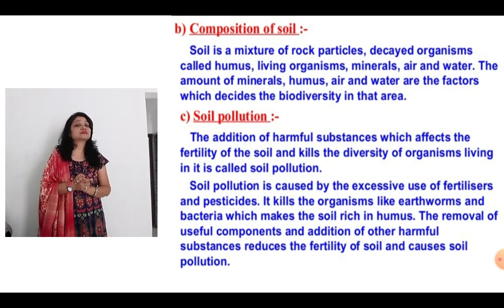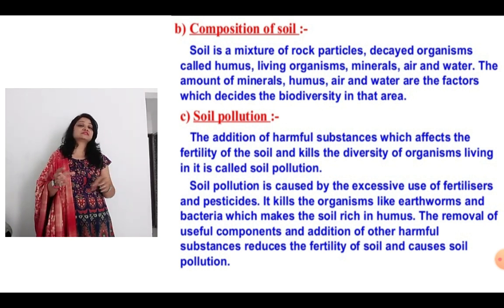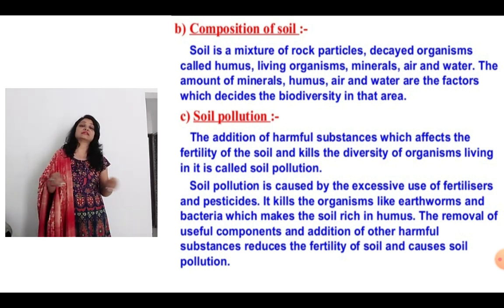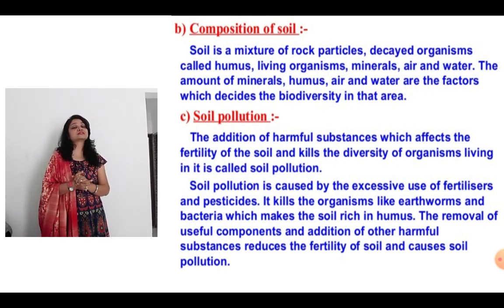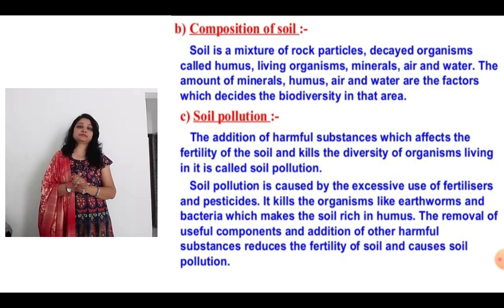If the humus is good enough, plants will be there. If water and other nutrients are there, then animals will also come to eat the plants, right? So these factors tell us the biodiversity of that place.